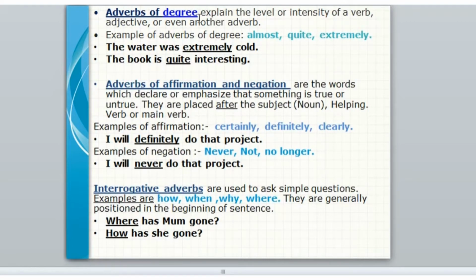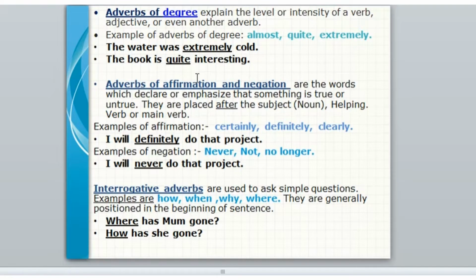Adverbs of degree. Adverbs of degree explain the level or intensity of a verb, adjective, or even another adverb. Examples of adverbs of degree are almost, quite, extremely. Okay. I'll show you some examples in a sentence. The water is extremely cold. So here extremely gives the idea about the extent, how cold it is, right? Anything related to defining the intensities, the levels, for that we always use the adverbs of degree.